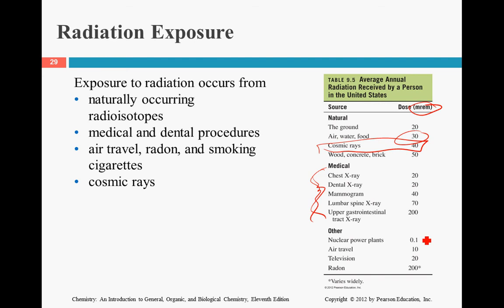Other sources: people get really bent out of shape over power plants, but that's actually a very minimal source, a very minimal rem. They get really scared because they think of things like Chernobyl, where disasters have occurred, and so they think of the worst case scenario. It is what it is. Air travel actually gives you more radiation than nuclear power plants. And then radon, this actually varies a lot depending on where you live.